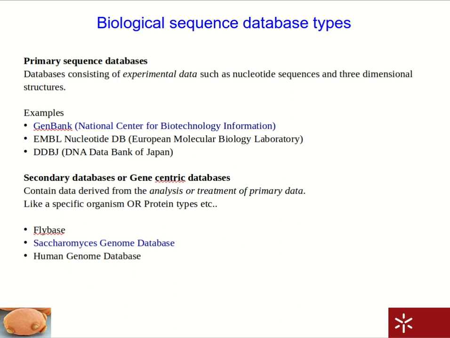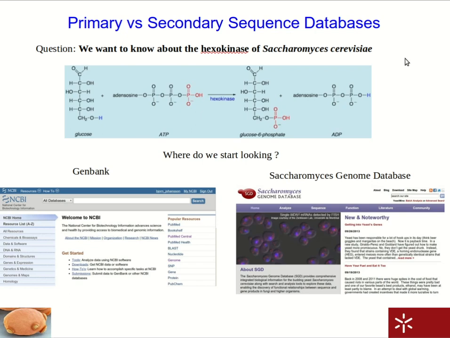We can know much more about each sequence if we use these databases. I would like to use this example to illustrate the differences between a primary database such as GenBank and a secondary database such as the Saccharomyces Genome Database. Suppose that we would like to know more about hexokinase of Saccharomyces cerevisiae. This is an important enzyme in this organism. It catalyzes the phosphorylation of glucose in one of the first steps of glycolysis. So where do we start looking for that? We have these two options, and we shall compare them in the slides to come.